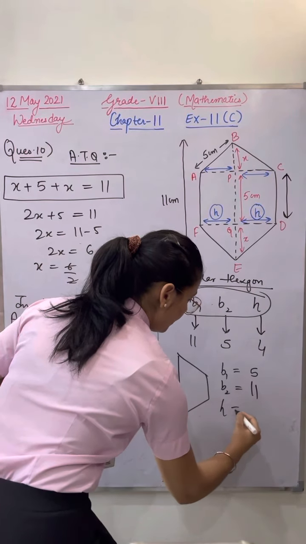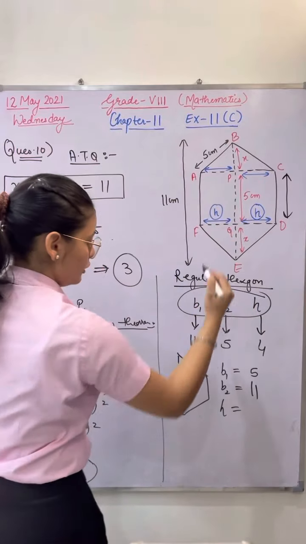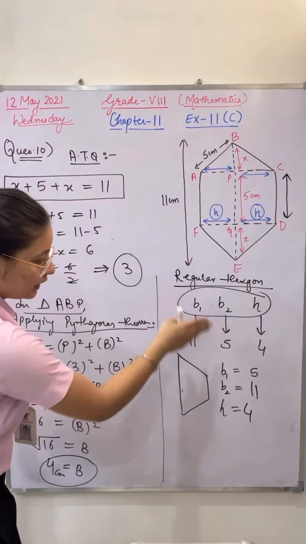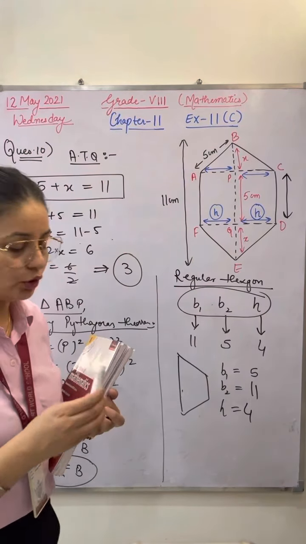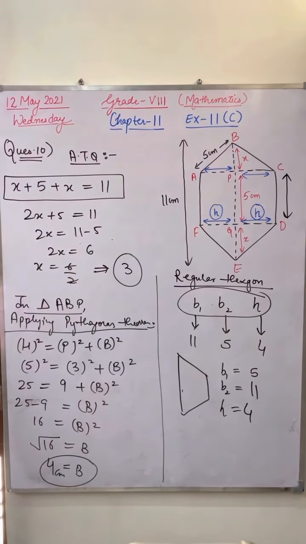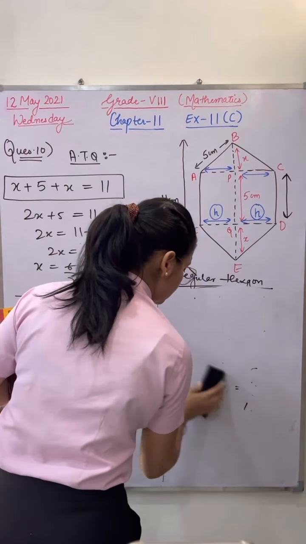Ma'am, 11. Now please tell me what is height. Height of this trapezium. Height is 4. So both the trapezium are having the same dimensions. Yes, ma'am. Okay. Please mute yourself. Okay, ma'am. Both the trapezium are having the same dimensions. So can I write?